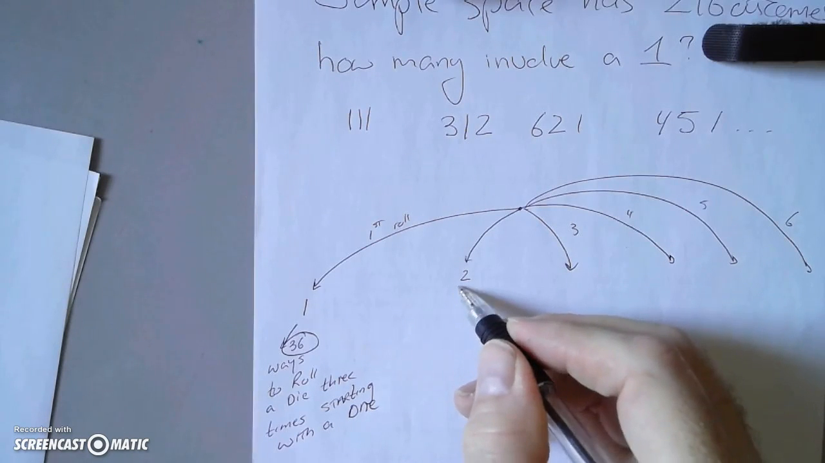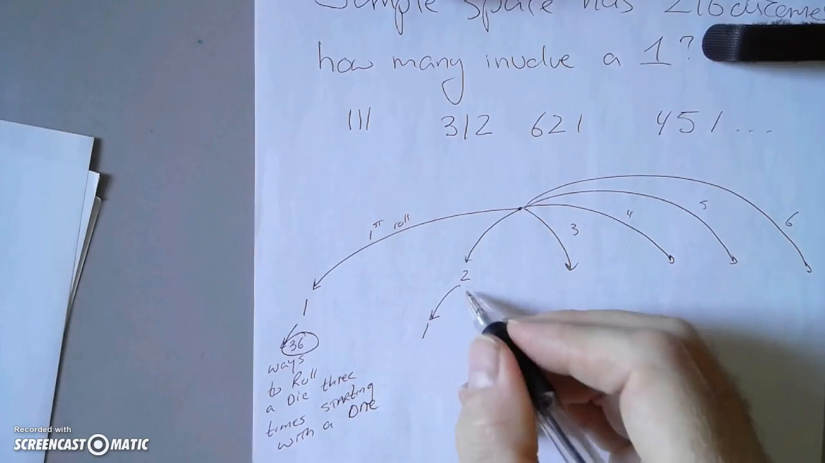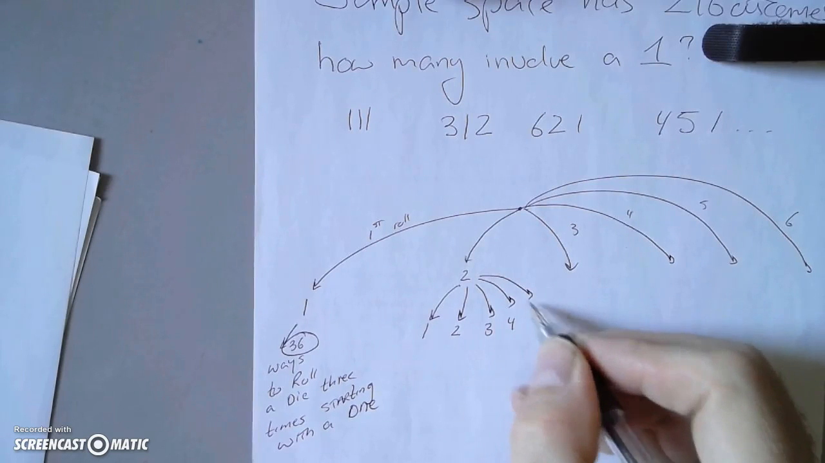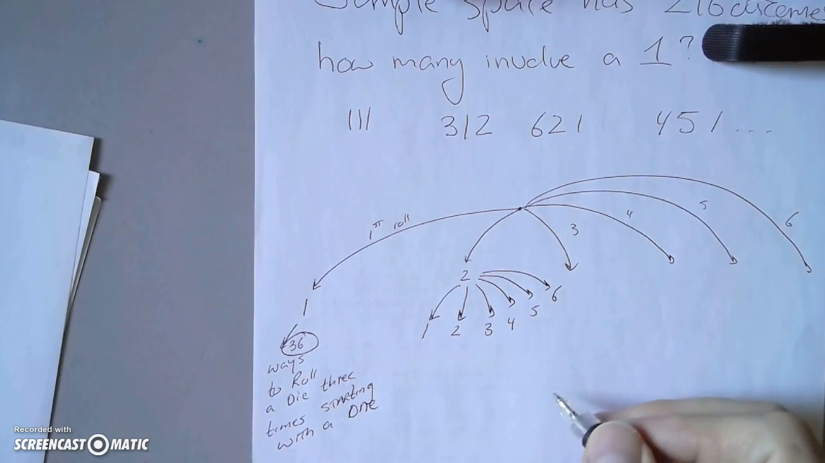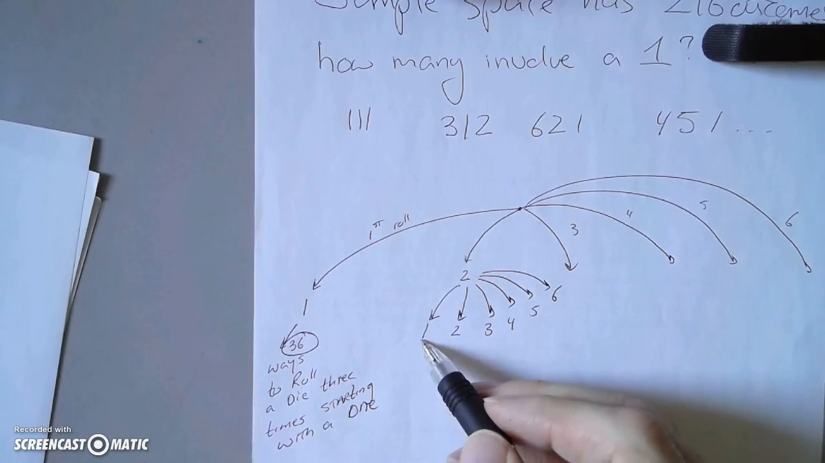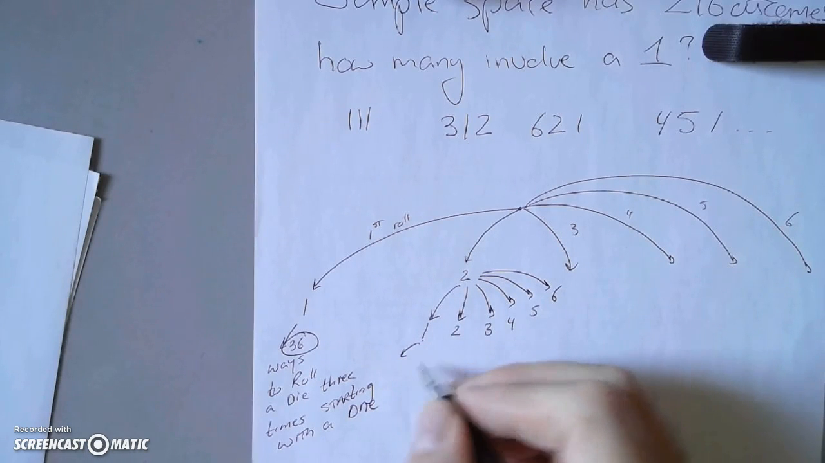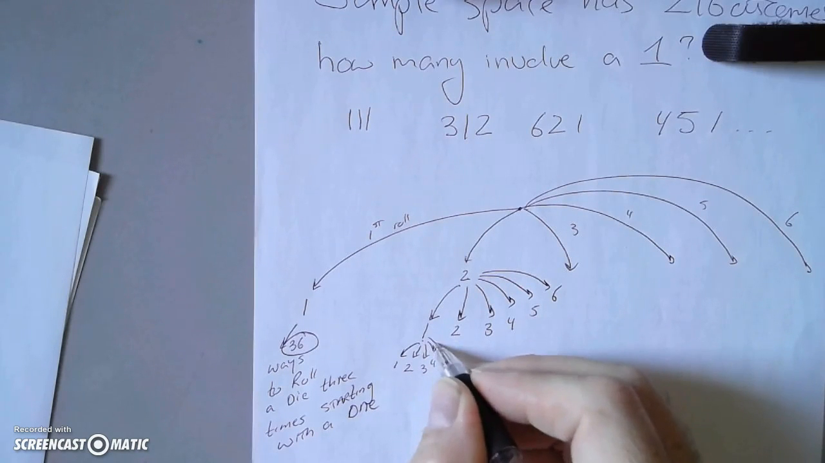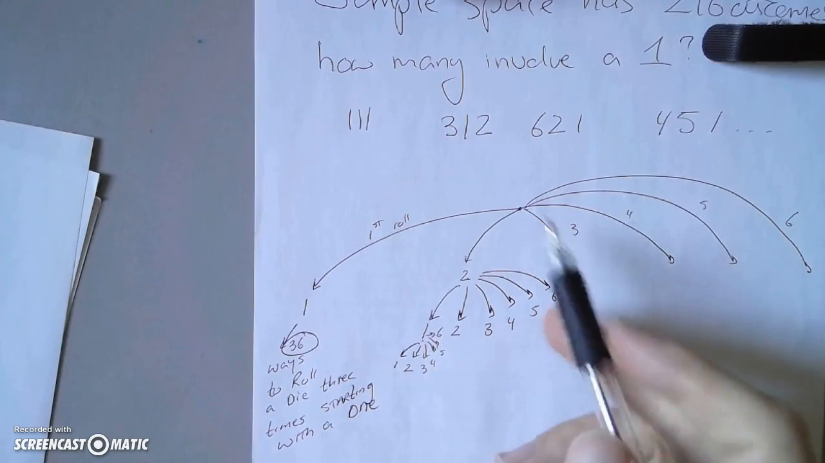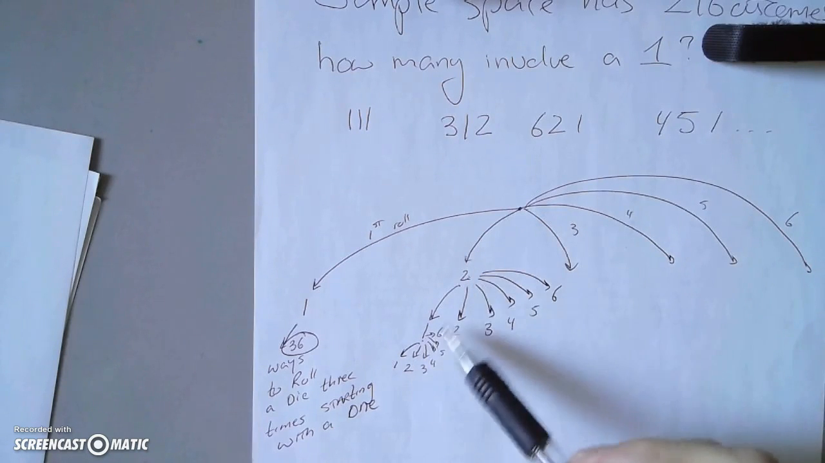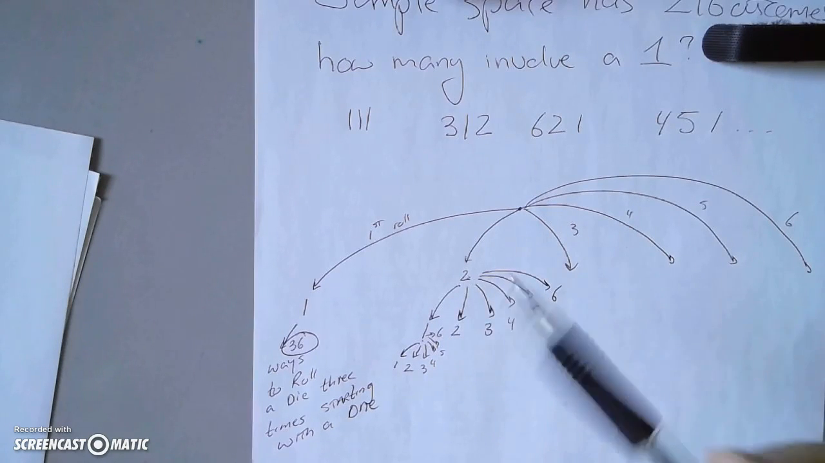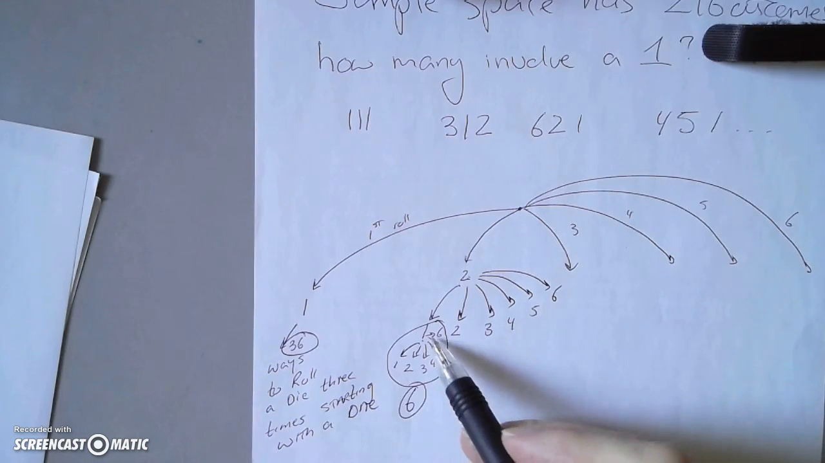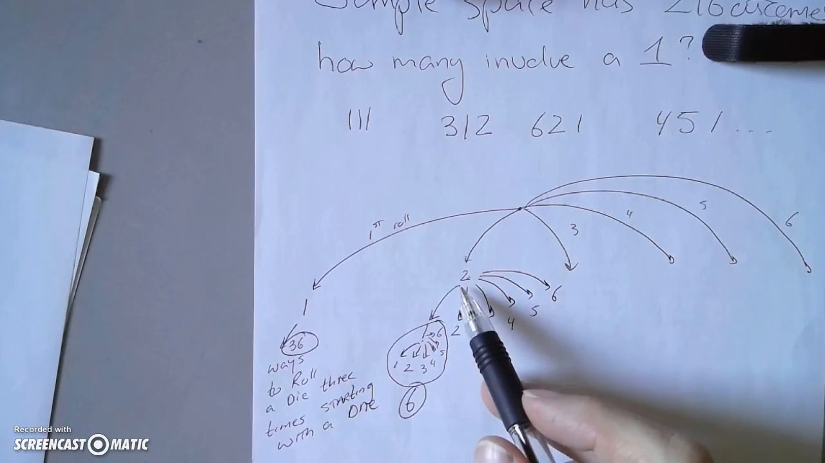Well, after you roll a 2, you could then roll a 1. Or you could roll a 2, or a 3, or a 4, or a 5, or a 6. Now if you roll a 2 and then a 1, well great, you're going to win, and there are 6 ways that can happen. So I'll try to squeeze those in here. You could roll 2, 1, 1; 2, 1, 2; 2, 1, 3; 2, 1, 4; 2, 1, 5; 2, 1, 6. 6 ways of rolling a 1 after rolling a 2.